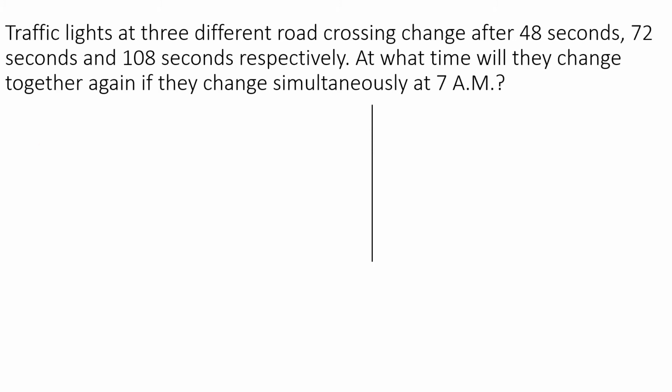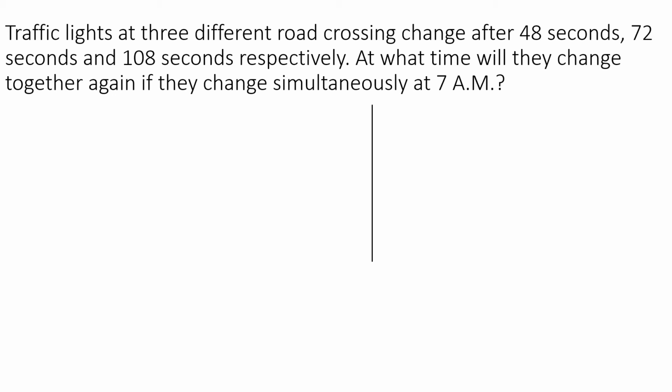Next type of real life word problem is related to the traffic light kind of problem. Traffic light, have you seen traffic light at signals? Traffic lights at three different road crossings change after 48 seconds, 72 seconds and 108 seconds. There are three traffic lights at three roads and there is a timing: 48 seconds for first light, 72 seconds for second light and 108 seconds for third light. At what time will they change together again?